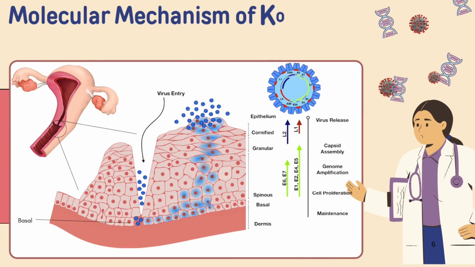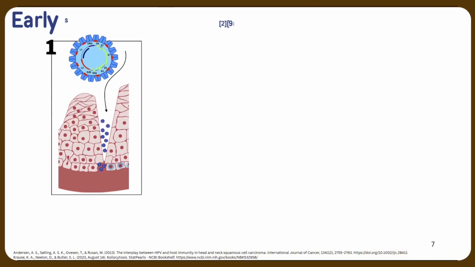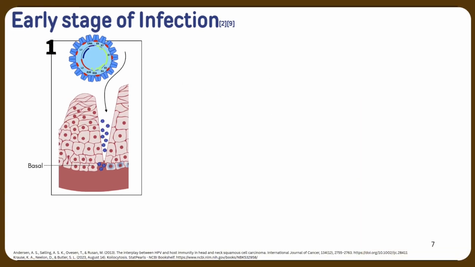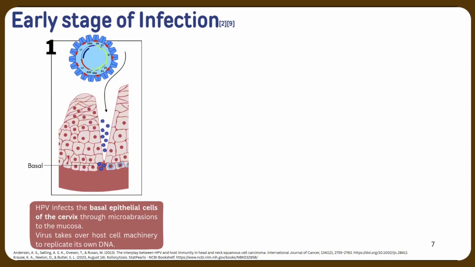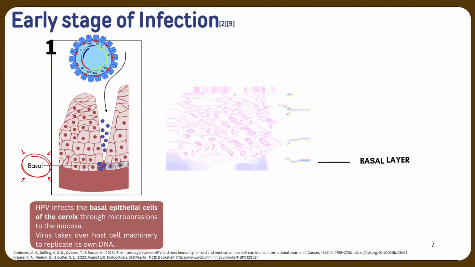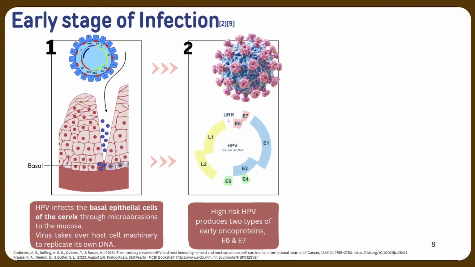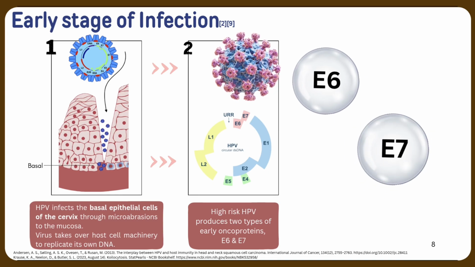So now, let's talk about the molecular mechanisms of koilocyte formation in HPV infection. The mechanism involves several stages of infection. At the early stage of infection, HPV infects basal epithelial cells of the cervix through microabrasions and takes over host cell machinery. Note that the basal layer of the stratified squamous epithelium contains stem-like cells that are constantly dividing to renew the tissue. Then, the HPV will produce two types of early oncoprotein, which are E6 and E7.